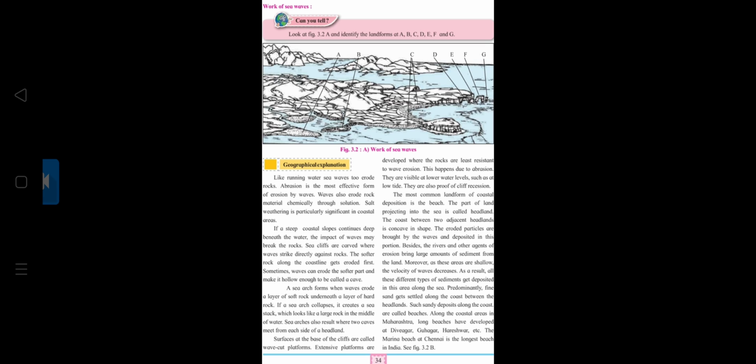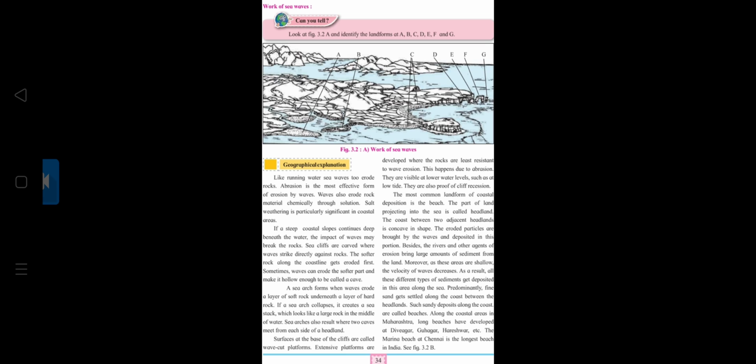Surfaces at the base of the cliffs are called wave cut platforms. Extensive platforms are developed where the rocks are least resistant to wave erosion. This happens due to abrasion. They are visible at lower water levels, such as low tide. They are also proof of cliff recession.